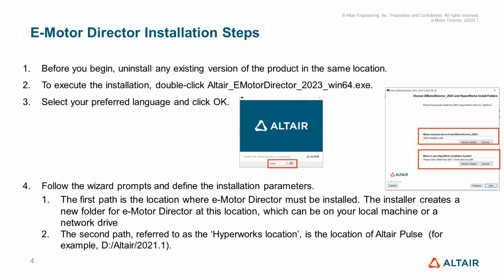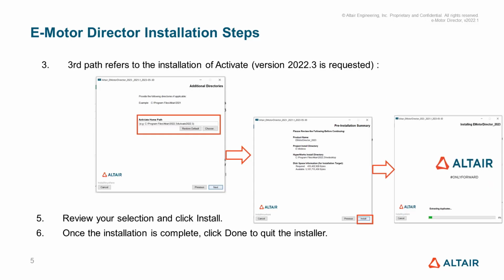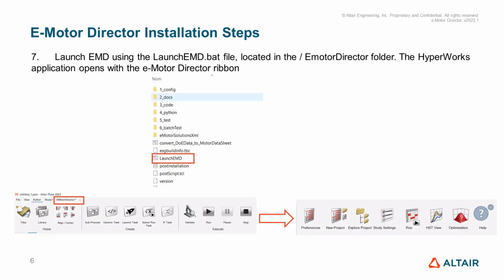The installer creates a new folder for eMotor Director at this location, which can be on your local machine or a network drive. The second path, referred to as the HyperWorks location, is the location of Altair Pulse. The third path refers to the installation of Activate and Compose. Once this is done, review your selection and click Install. Once the installation is complete, click Done to quit the installer.